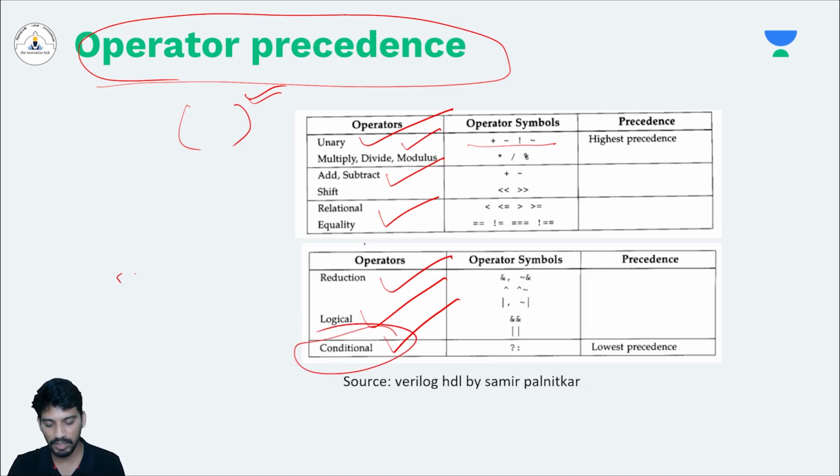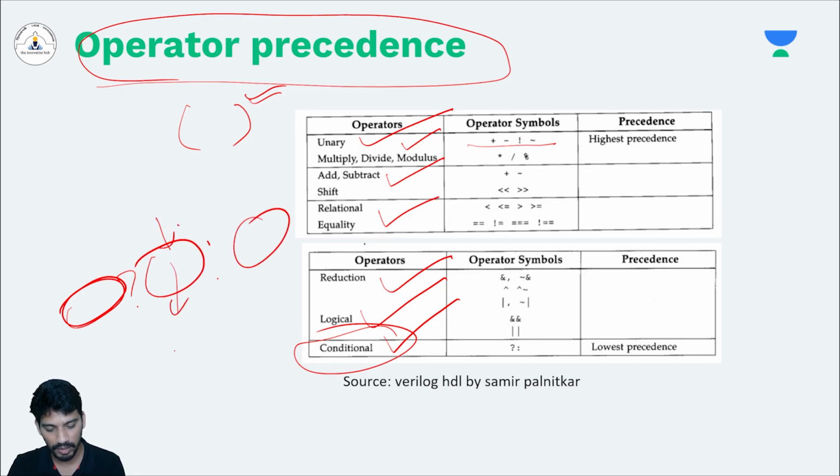This we have seen, right? The conditional operator will be the lowest priority. Inside this, the expression will be executed first. If you have an expression like A into B, it will be executed first, and then the conditional operator will be executed.